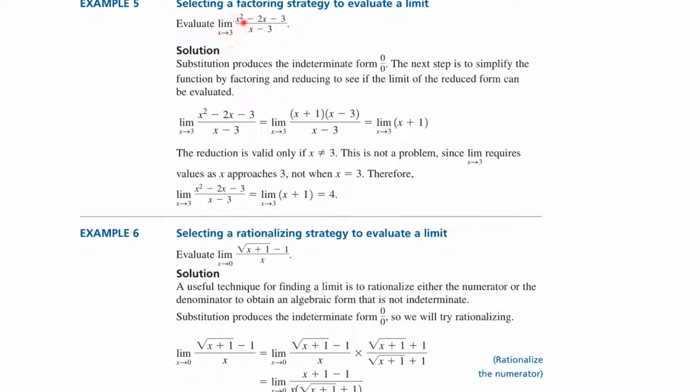When we try to find the limit of x² minus 2x minus 3 over x minus 3 as x approaches 3, we face 0 over 0 by direct substitution. The function f of x equals x² minus 2x minus 3 over x minus 3 is the same as x plus 1 when x is not 3.